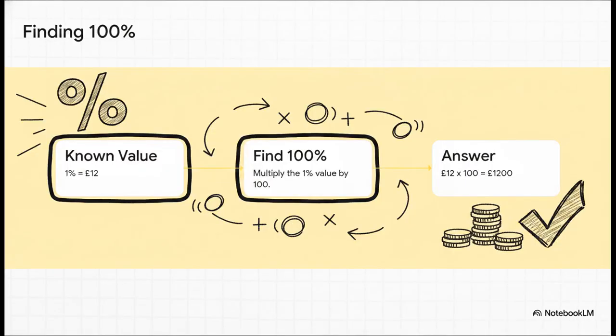Okay, so we know 1% is £12. The final step is obvious. We just need to scale that up to find the original 100%. So we take our £12, we multiply it by 100, and we get our final answer, £1,200. Simple as that. A complete, logical method.